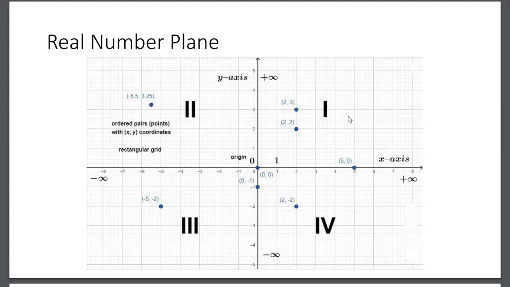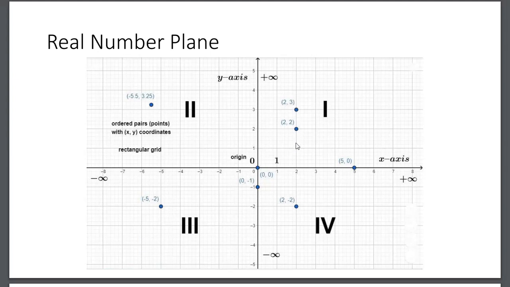The quadrants that are divided by the axes are labeled in a counterclockwise manner: quadrant 1, 2, 3, and 4. Some ordered pairs are shown here. Ordered pairs use parentheses, the x-coordinate, comma, and the y-coordinate. Here we have (2, 2). It's 2 on the x and 2 up, so 2 over and 2 up. (2, 2) is that point, that ordered pair.